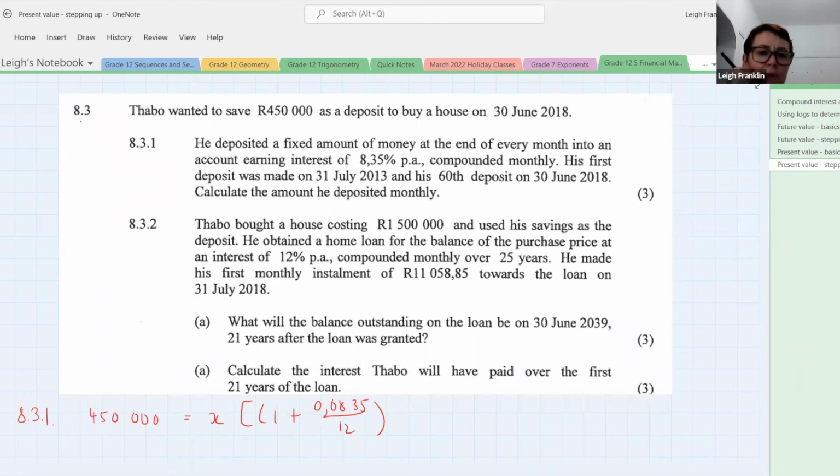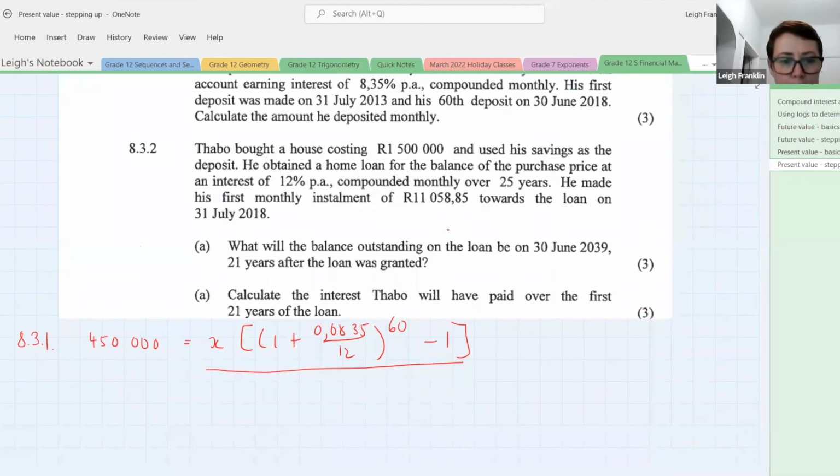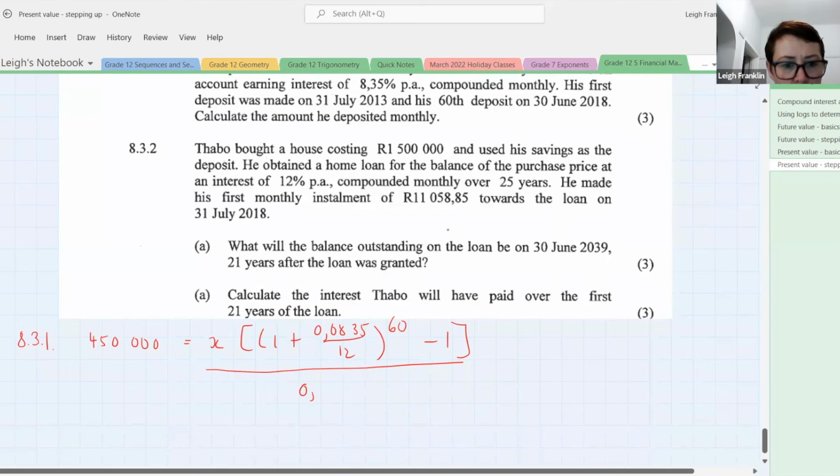Okay, so his first deposit is made on the 31st of July 2013, and his 60th deposit is made on the 30th of June 2018. So he's making 60 deposits of X, whatever X ends up being, all over 0.0835 all over 12. Okay, you guys can work out X. Tell me what you get.